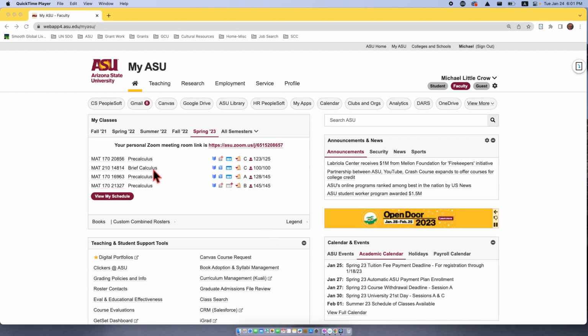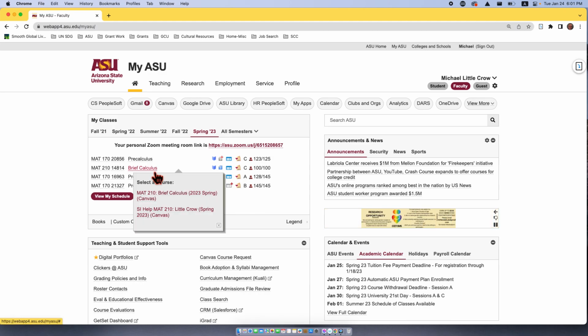You might notice when you go to enter Canvas that there are actually two courses. There's our brief calculus course, which I quickly go into, but there's also this SI course. What does SI stand for? Supplemental instruction. That makes sense now. So it's some assistance we're getting specifically for 210. Every 210 class has this because we're all set up with the same homeworks and everything.